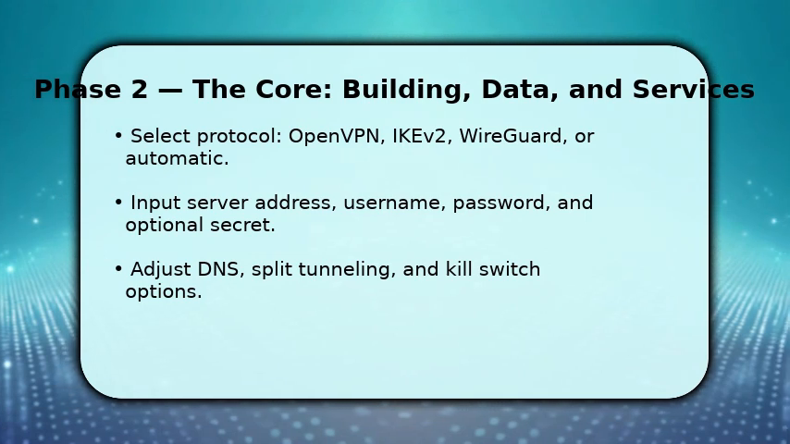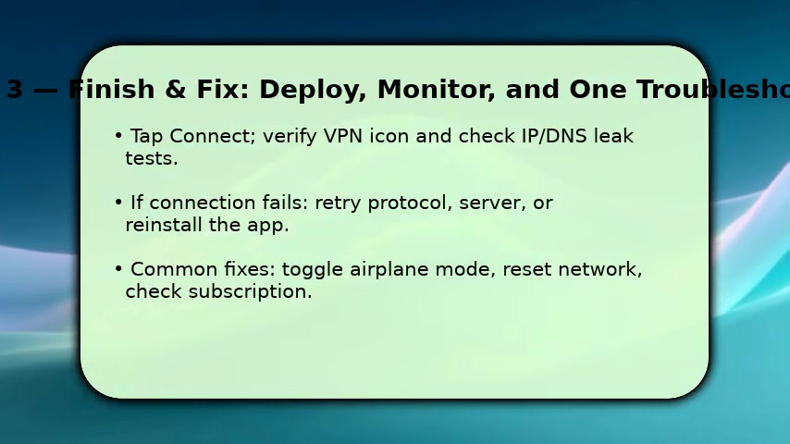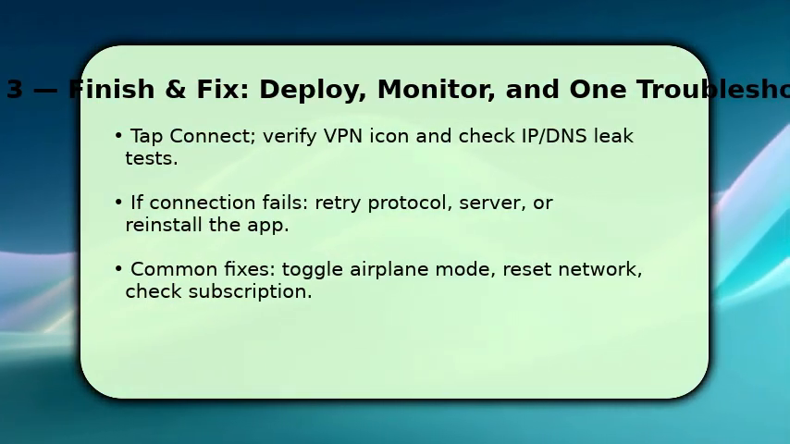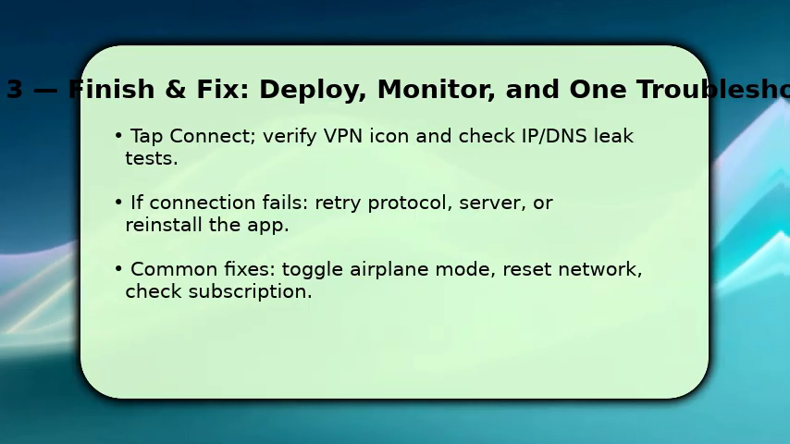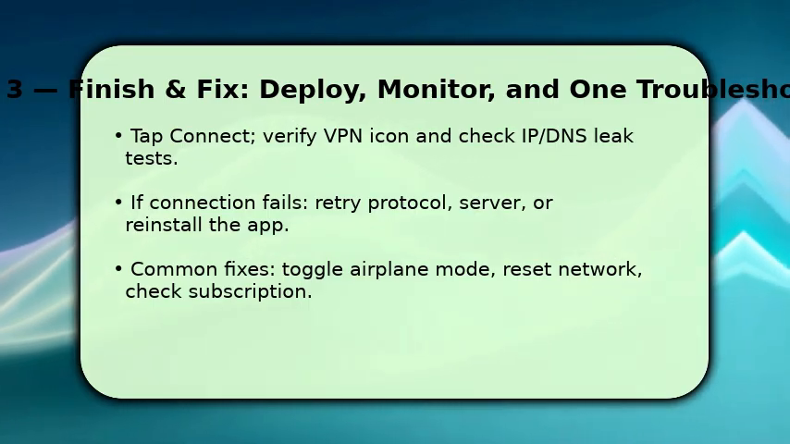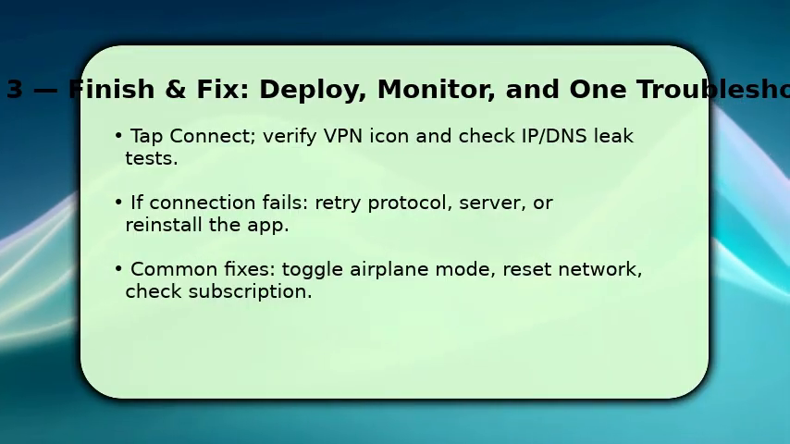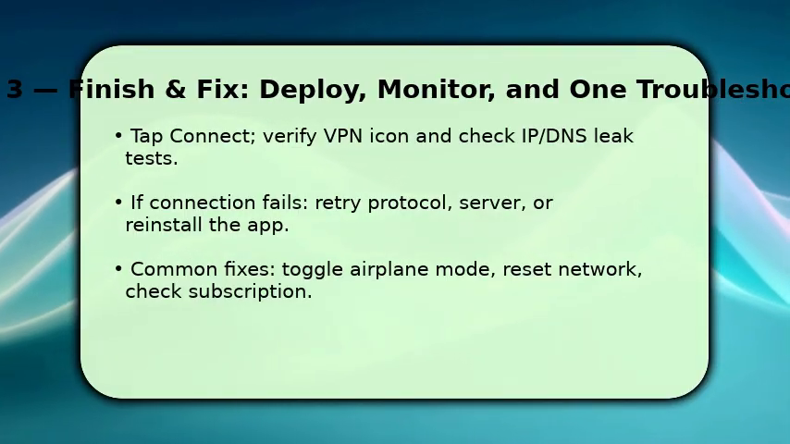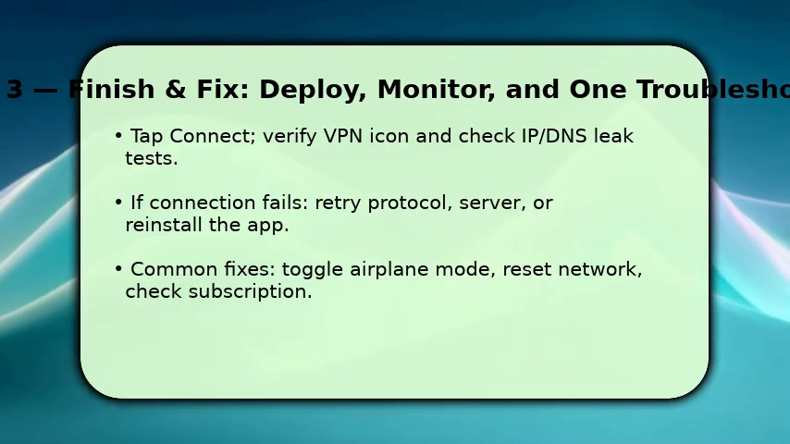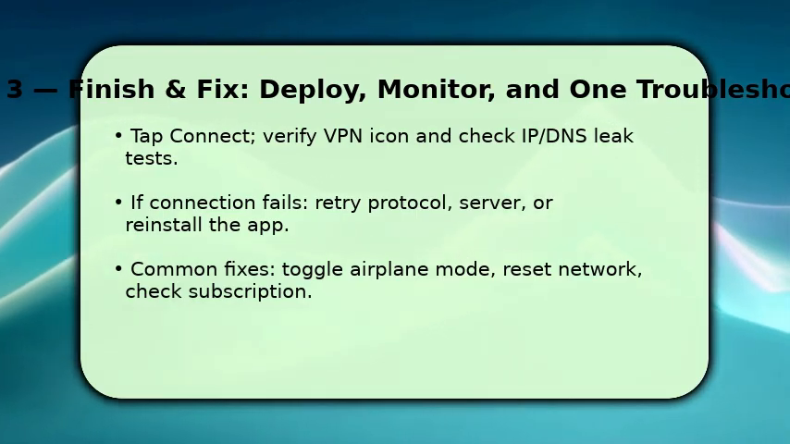Finish by tapping Connect and confirm the VPN icon appears in the status bar. Then run a quick IP or DNS leak check to verify protection. If it does not connect, retry with a different protocol or switch to another server, because many issues are route-specific. Make sure your subscription is active and the app is up to date.